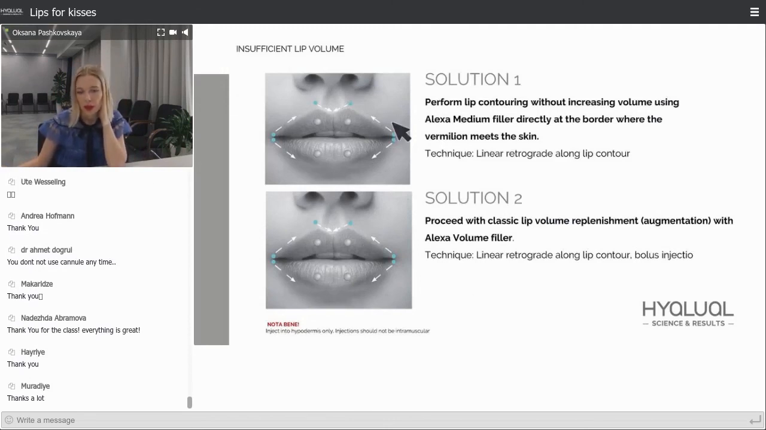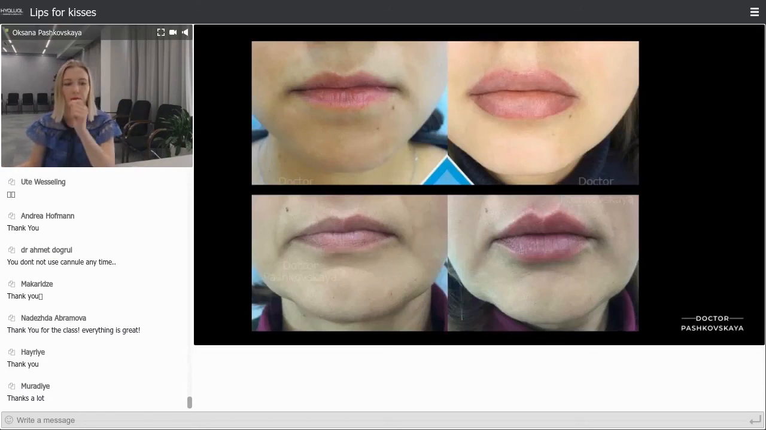And also, we have already mentioned the techniques with boluses, so it's a good idea for doctors who are just starting injecting, and for the young patient who just wants to refresh the lips. It's a good idea to hydrate the lips. Why not? It's also very important.